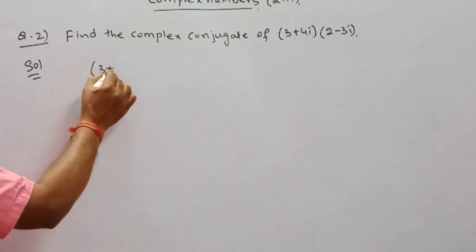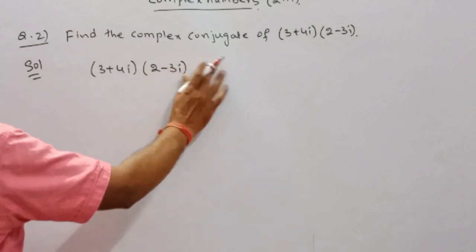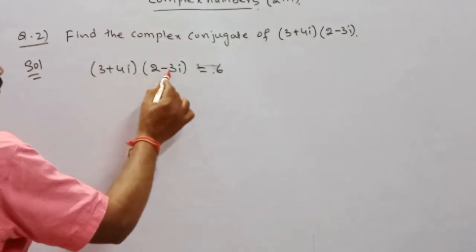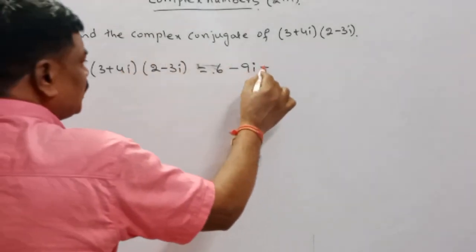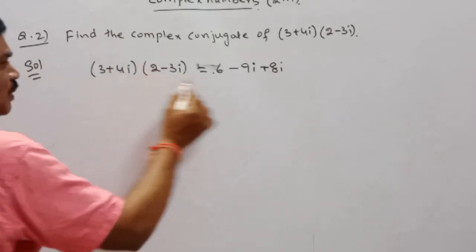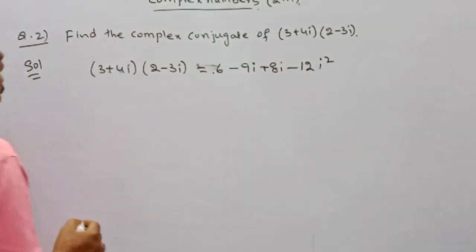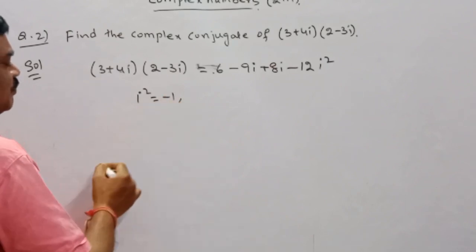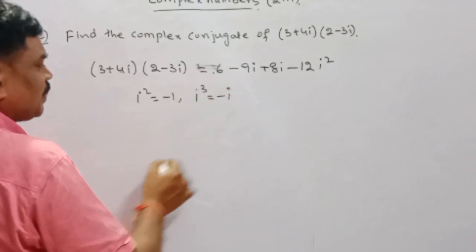So (3 plus 4i) into (2 minus 3i) is equal to 2 into 3, 6; 3 into minus 3i, minus 9i; 4 into 2, plus 8i; 4 into 3, 12, plus into minus, minus 12i square. But here, iota square is equal to minus 1 and iota cube is equal to minus i.